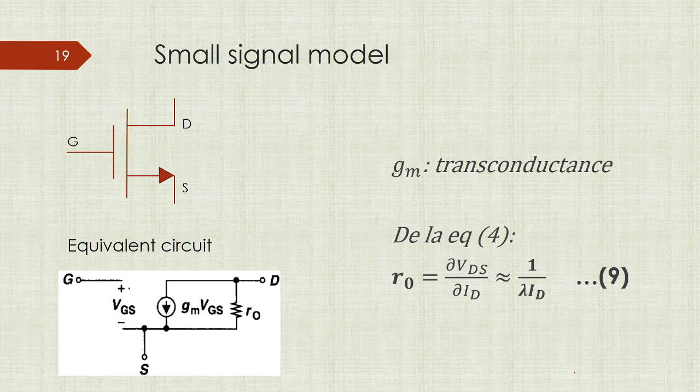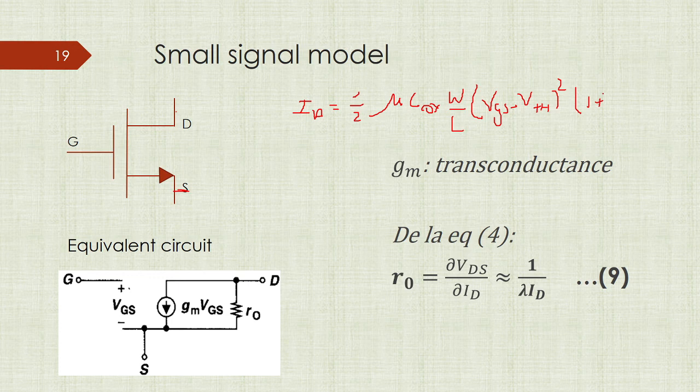In addition, to construct our small signal model, we also need the output resistance between those two terminals, VD and VS. We can get this from our previous equation of the current, 1 over 2 mu Cox W over L times VGS minus VTH to the power of 2, but now times 1 plus lambda VDS. In small signal, the resistance will give us the voltage over the current, but now it will be the derivative of the voltage with respect to the current.